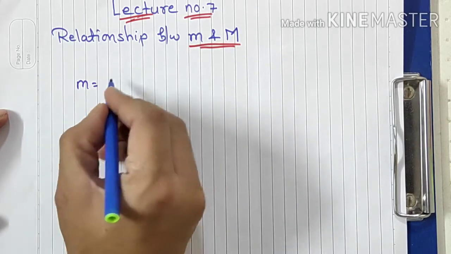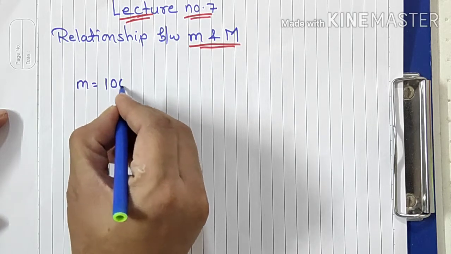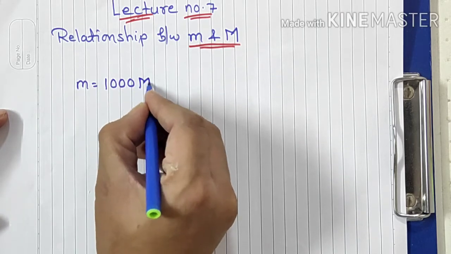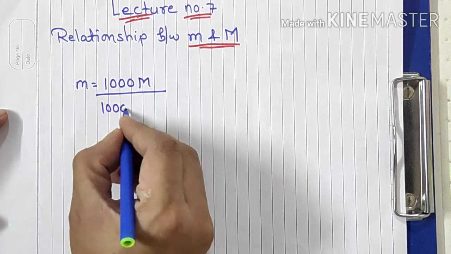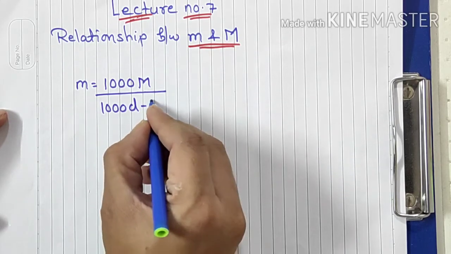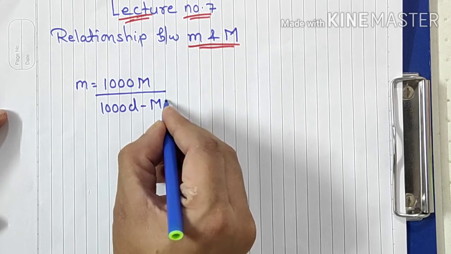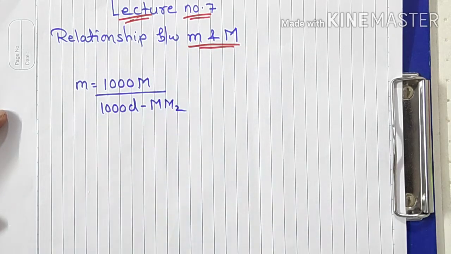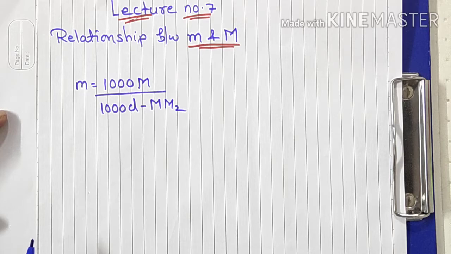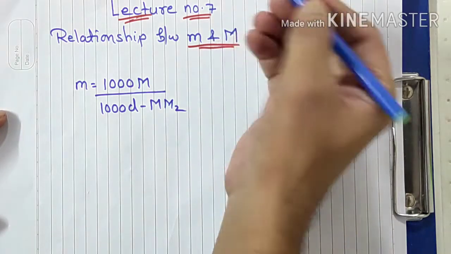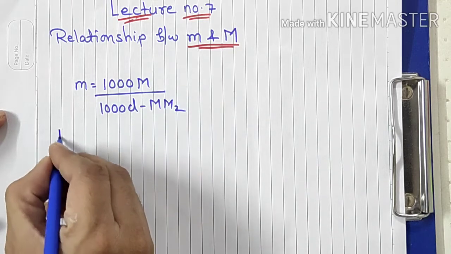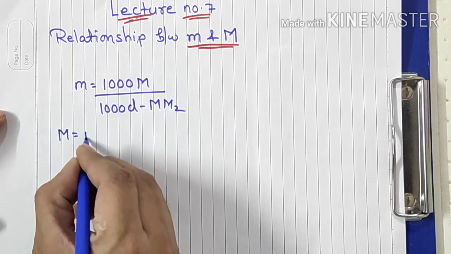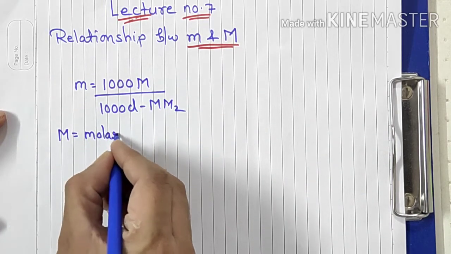Molality is equal to 1000 M upon 1000 d minus M M2. Now, what is this capital M? This capital M is molarity.